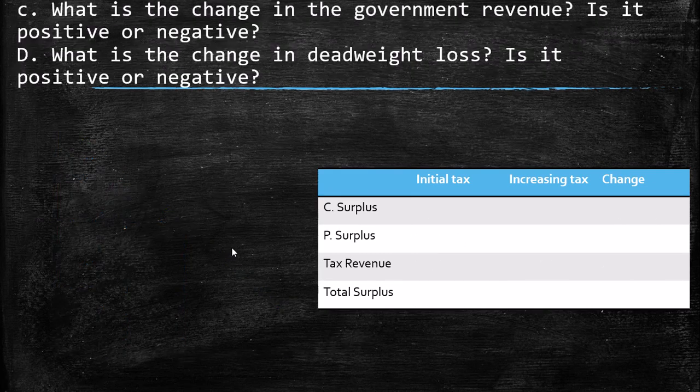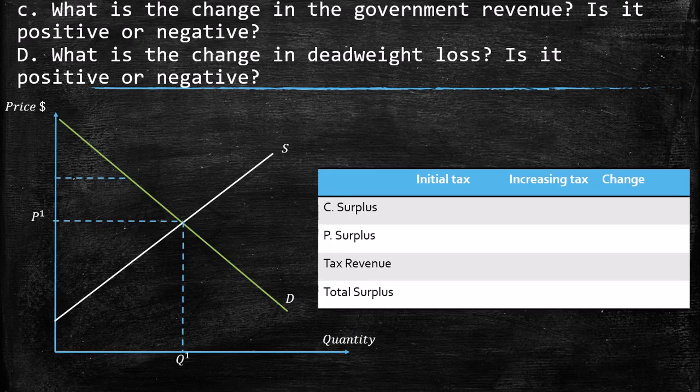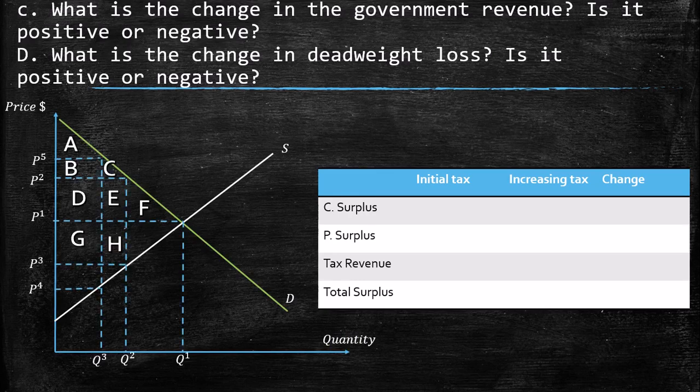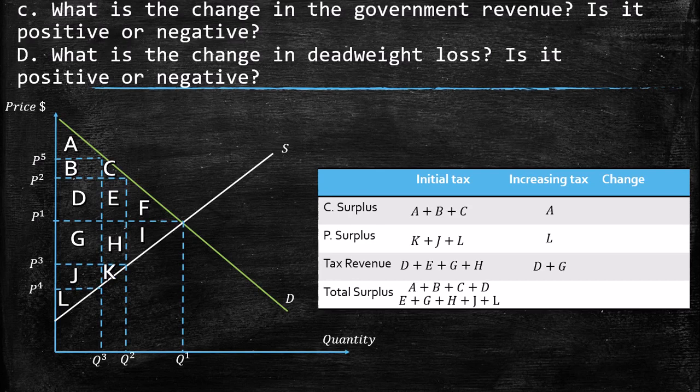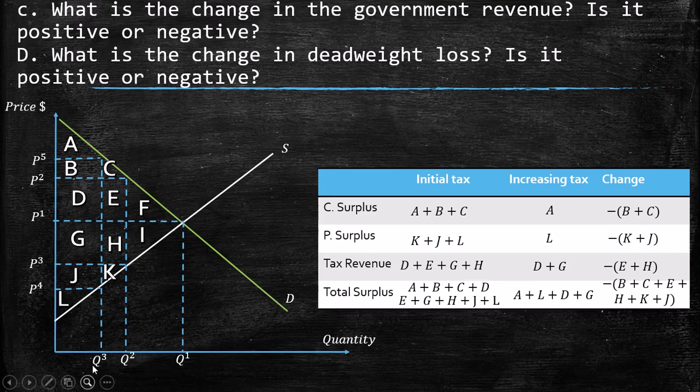Okay, so C. What is the change in the government revenue? Is it positive or negative? What is the change in deadweight loss? Is it positive or negative? So here we have again the case. We are going to be kind of fast here. So the first question says the government revenue. So it's going to be positive or negative.